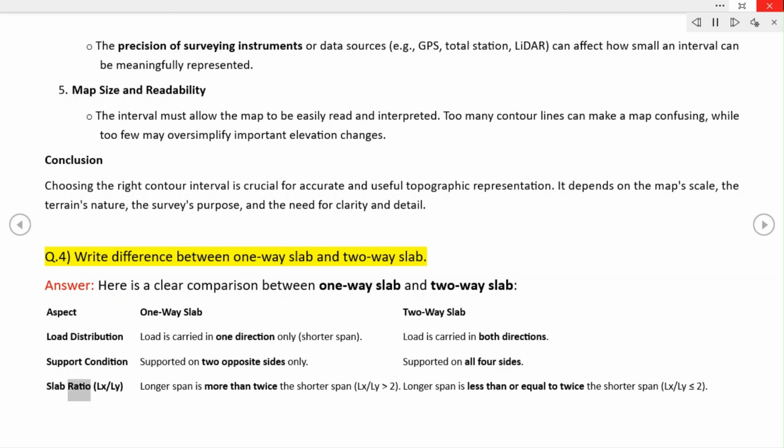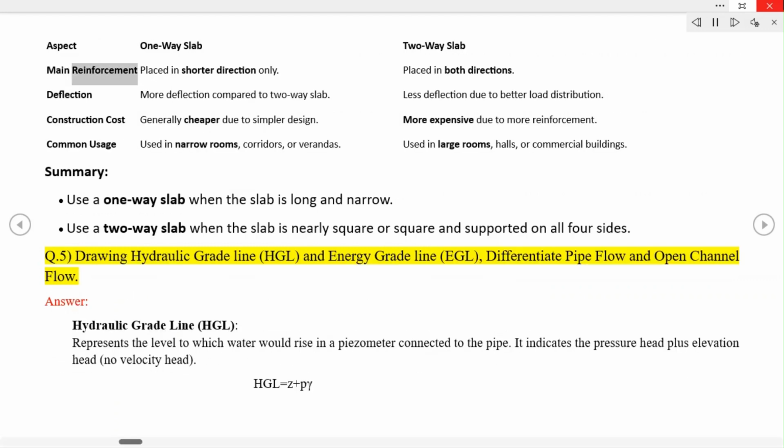Slab ratio, Ly/Lx. Longer span is more than twice the shorter span, Ly/Lx greater than 2. Longer span is less than or equal to twice the shorter span, Ly/Lx less than or equal to 2. Main reinforcement. Placed in shorter direction only. Placed in both directions. Deflection.